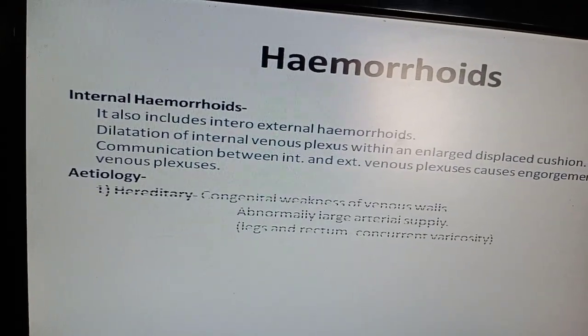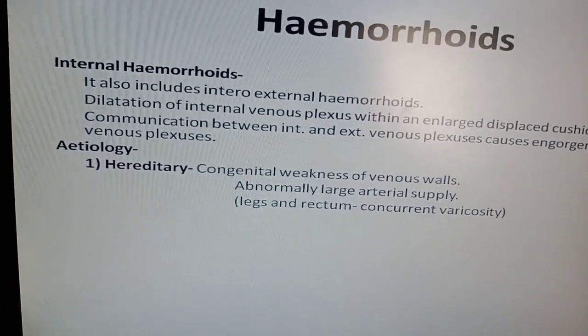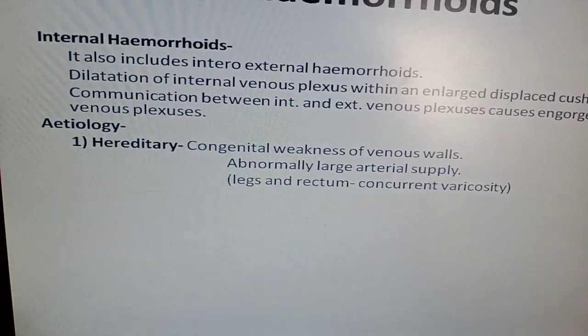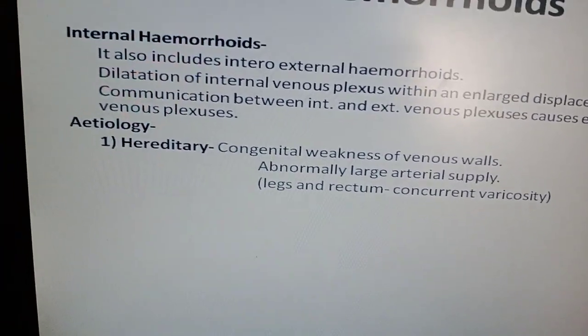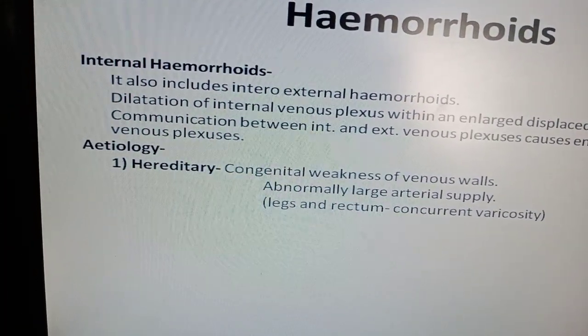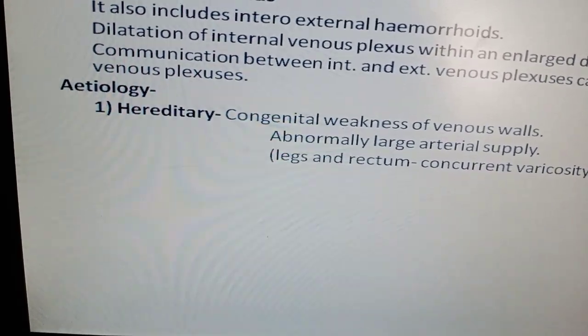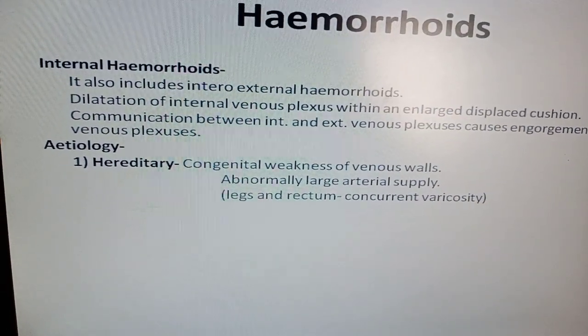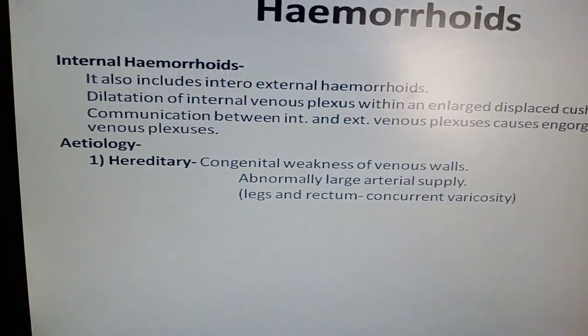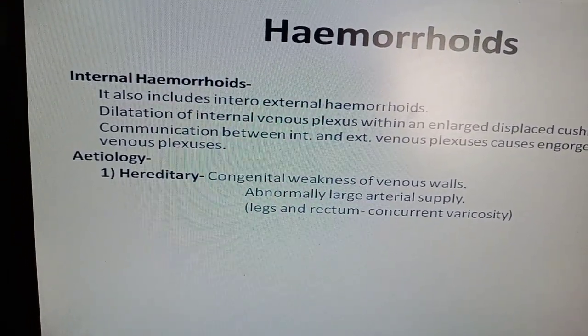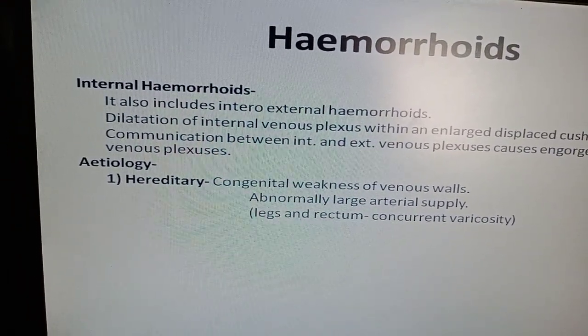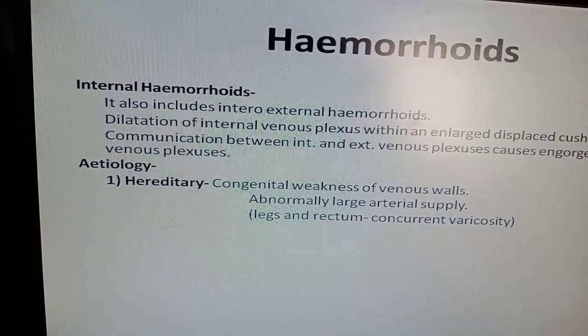Now let's see the etiology. The first etiological factor is hereditary. There might be some congenital anomalies. There is congenital weakness of the venous walls, if the venous walls are weak right from the birth of the baby. Another cause is an abnormally large arterial supply, and this is common in the legs and rectum at the same time.